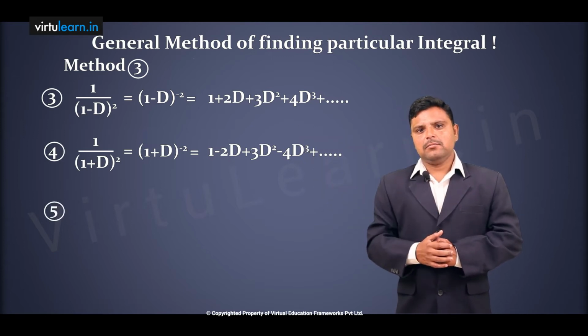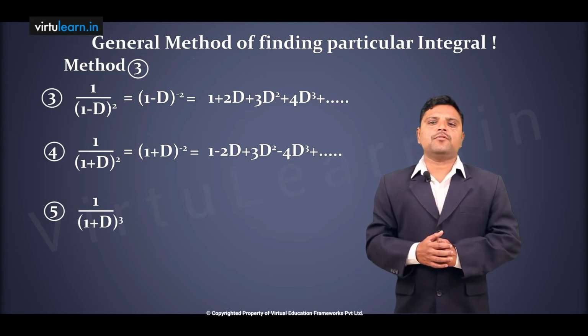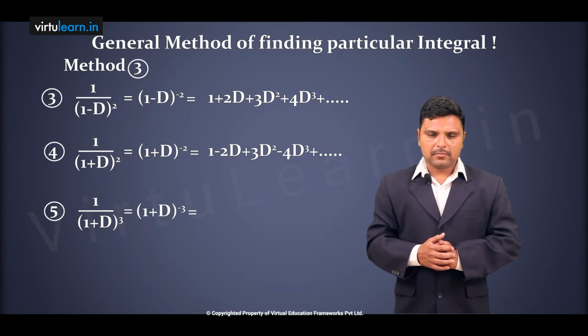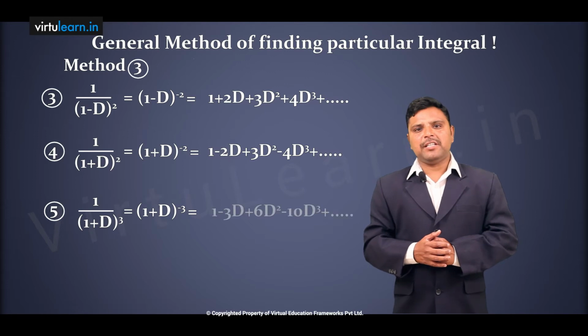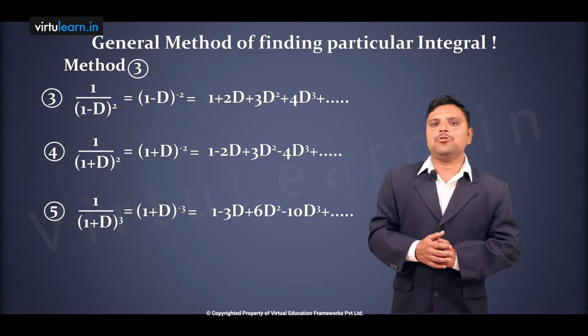Another one, (1 plus d) whole to the power of 3, can be written as (1 plus d) whole to the power of minus 3. That is 1 minus 3d plus 6d square minus 10d cube plus so on.